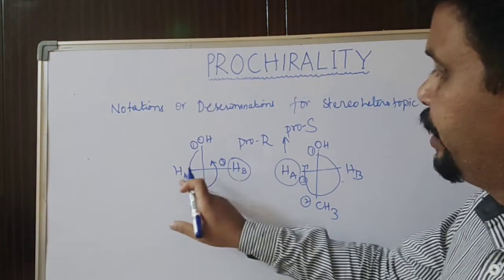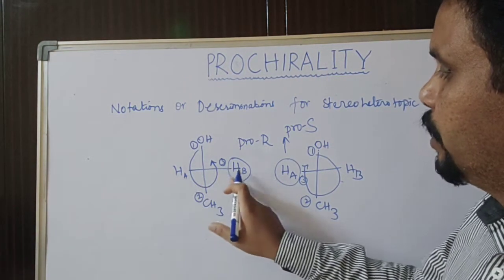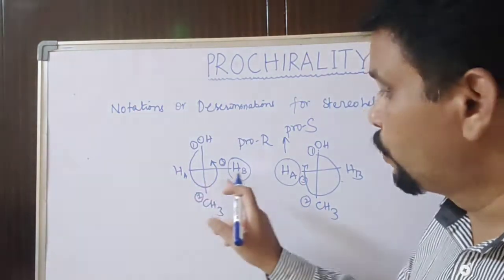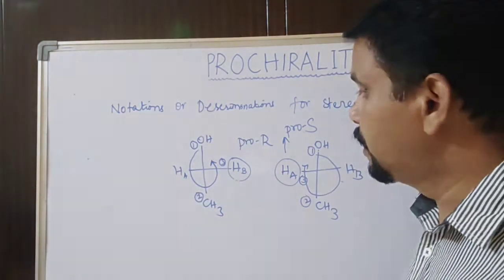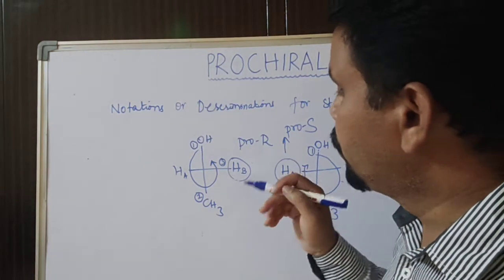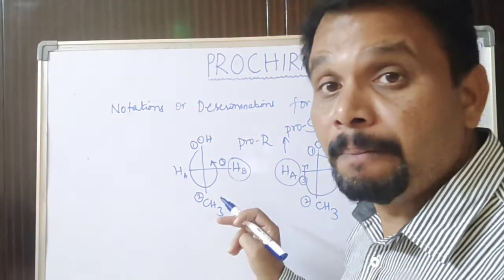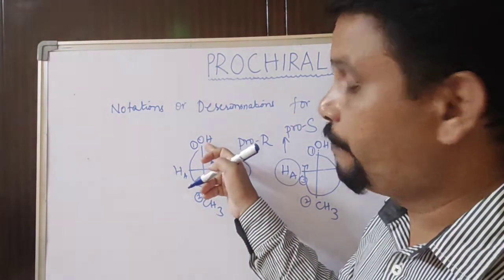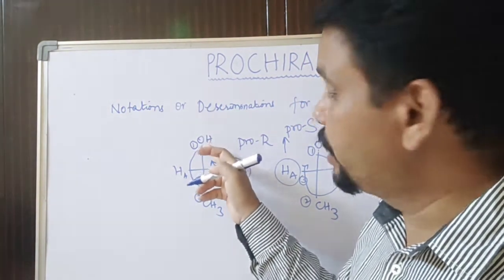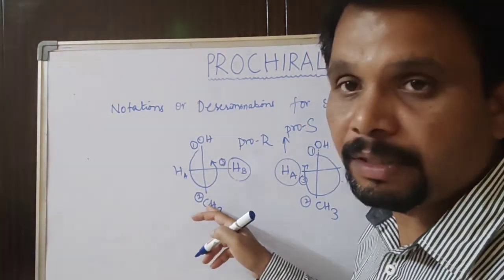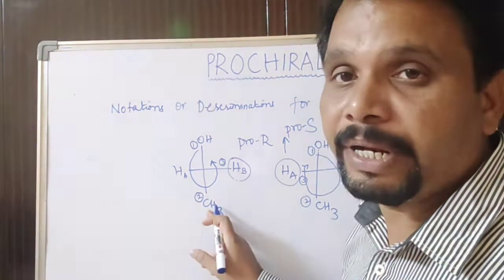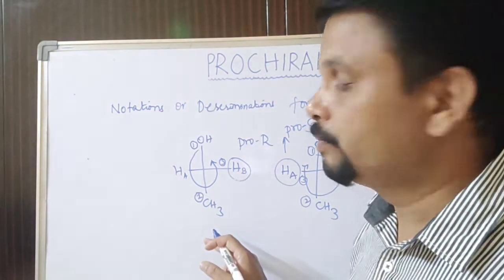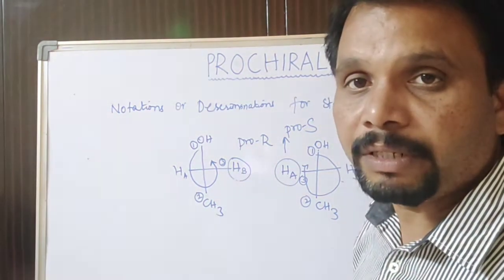So first of all, we need to identify stereoheterotopic units. These are two stereoheterotopic units, and you can give priorities based on the atomic number. Oxygen gets first priority because the oxygen atomic number is more than carbon. Then carbon gets second priority because its atomic number is more than hydrogen. So this is the last one.